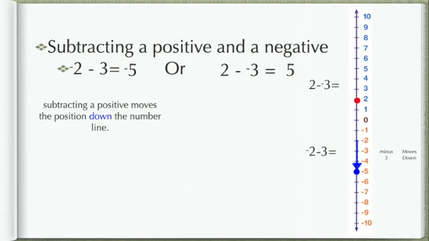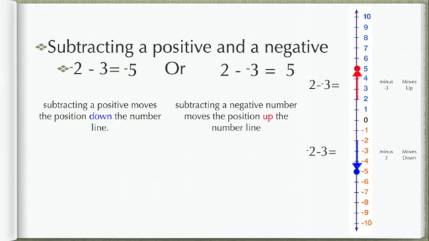In the other example, we start at +2, and this time we subtract a -3. So as we learned on the other slide, subtracting a -3 moves it up the number line and not down the number line. So minus -3 is just like adding 3. Subtracting a negative number moves the position up the number line.